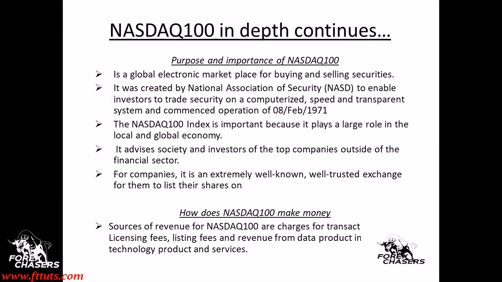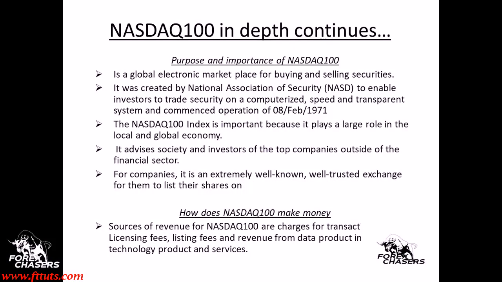Nasdaq in depth continues. So the purpose and importance of Nasdaq. Why is it important? What is the purpose of Nasdaq? It's a global electronic marketplace for buying and selling securities. It was created by the National Association of Securities Dealers (NASD) to enable investors to trade securities on a computerized, speedy and transparent system, and it commenced operation. So this is basically the purpose of Nasdaq.